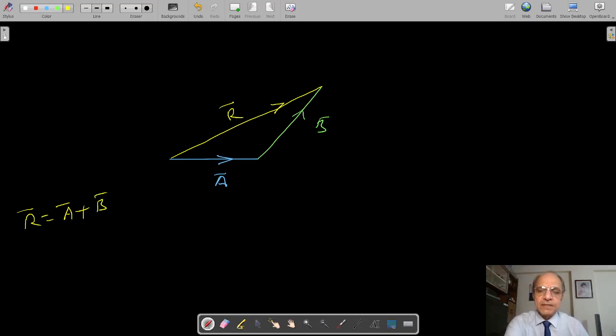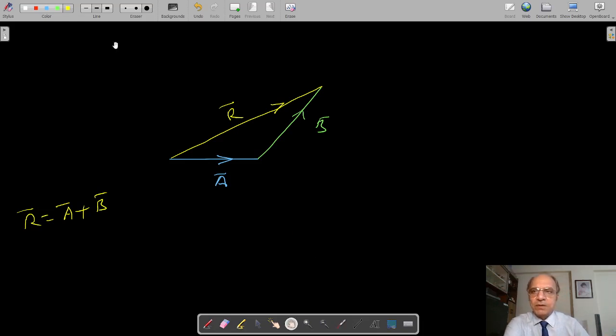This is vector addition, and this is the triangle law of vector addition: if two vectors can be represented by two adjacent sides of a triangle taken in order, then the third side of the triangle in opposite order will represent the resultant of these two vectors. So this is the resultant of these two vectors. This is the triangle law.